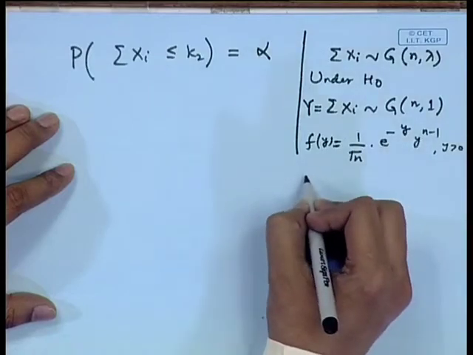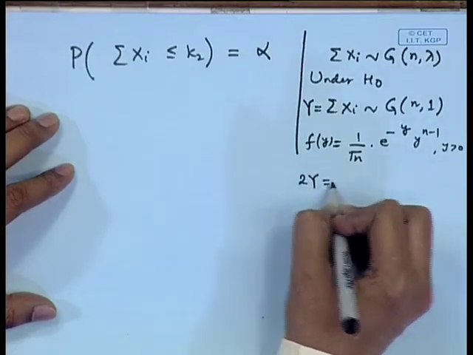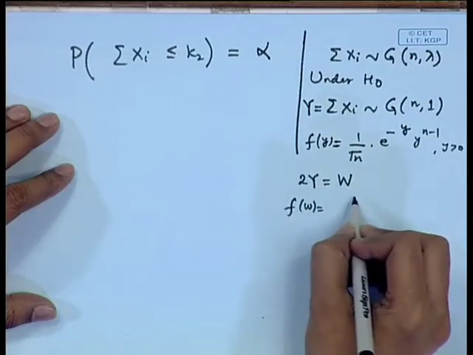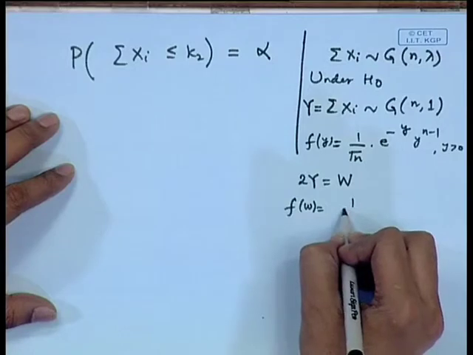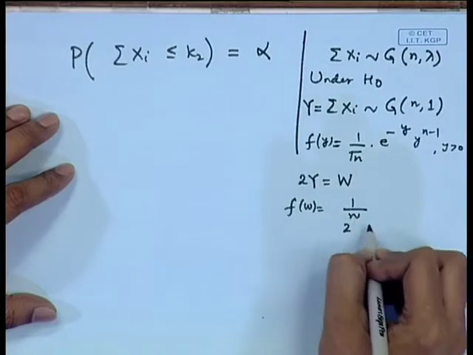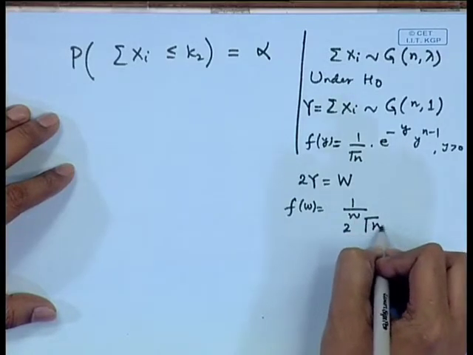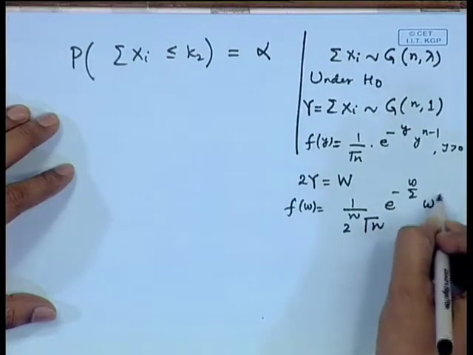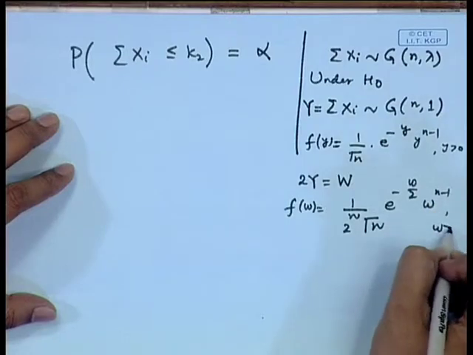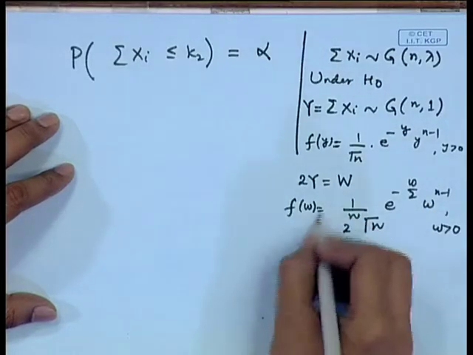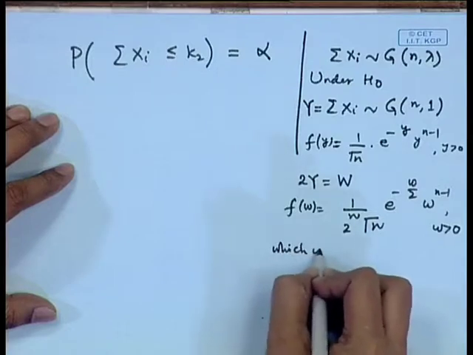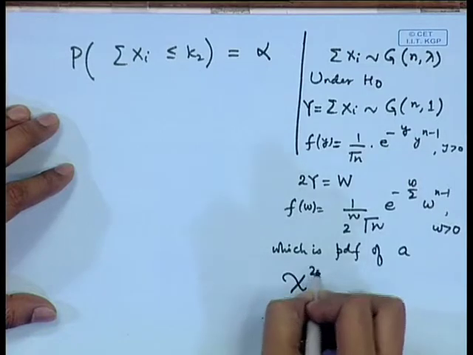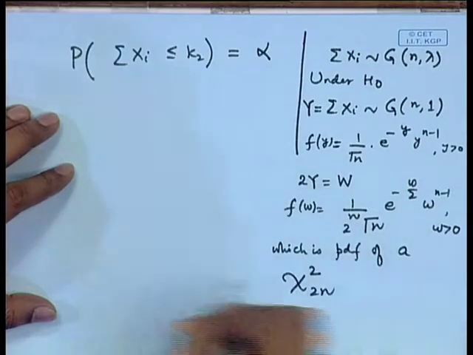So, if we consider 2y equal to, say, w, then the distribution of w is 1 by 2 to the power n gamma n e to the power minus w by 2 w to the power n minus 1 for w greater than 0, which is nothing but the probability density function of a chi square distribution on 2n degrees of freedom.